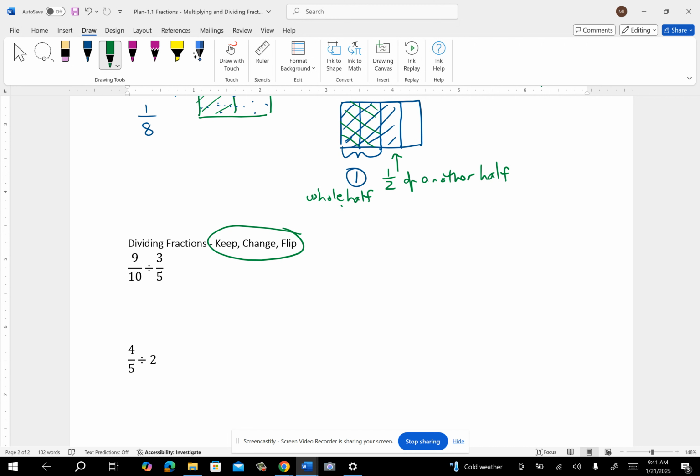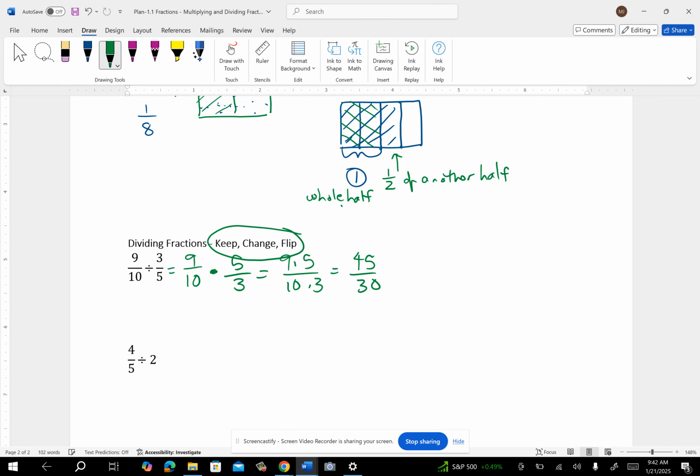So 9/10 divided by 3/5, if I use that idea, I'm going to change to multiplying, and then take the reciprocal of the second fraction. Once I've done that, I'm back to multiplying. So here it would be okay if you wanted to multiply straight across first, and you wouldn't have to write this step, you could just do it.